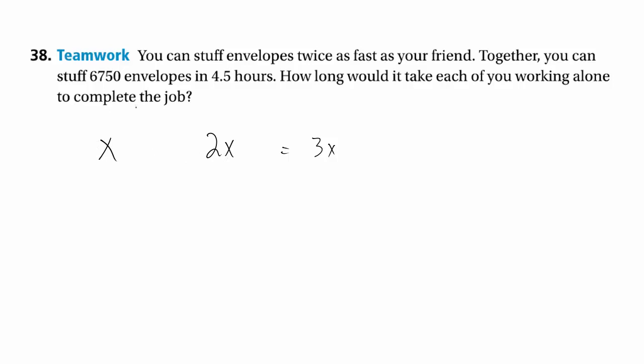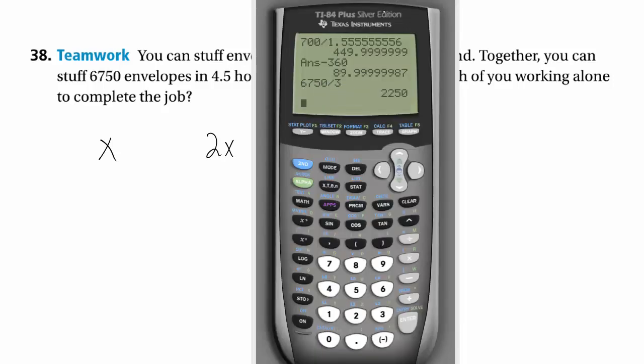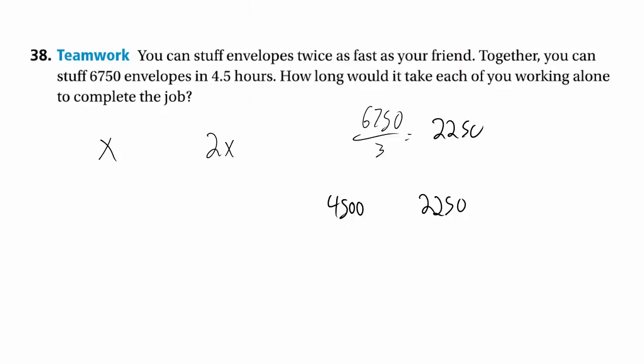If you were going to split up the work being done, since you take half as much time as your friend takes, you should take that 6750 and split it up into 3 parts, which gives you 2250. So you do twice as many envelopes as your friend, and they would take the rest. If you split it this way, you'll both be done in the same amount of time. You don't want to split it in half because you would finish your half before your friend finished theirs. So you can use this to get individual rates.